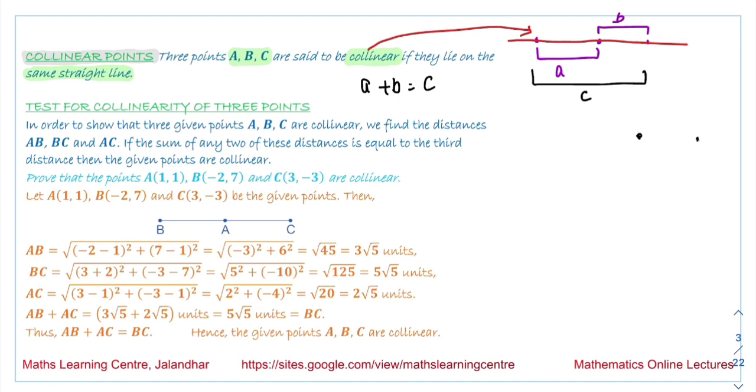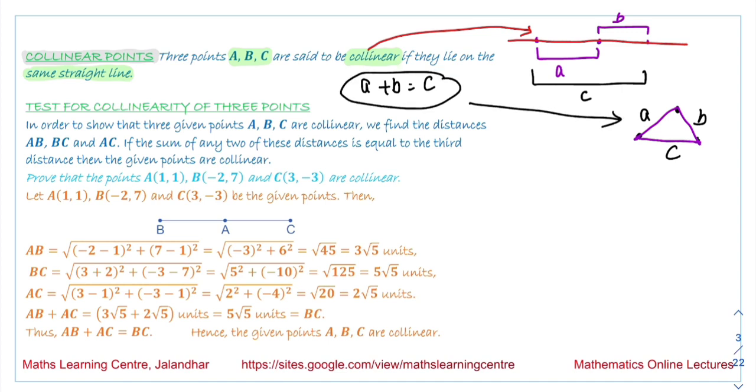Suppose the 3 points are not collinear, then what will we have? The distances A, B, C. Then this thing cannot hold. We know this from the properties of the triangle that this cannot hold for a triangle. But when the 3 points are collinear, this will hold. So if we have to check whether 3 points are collinear or not, we have to find the distance between all these 3 points and verify this relation.